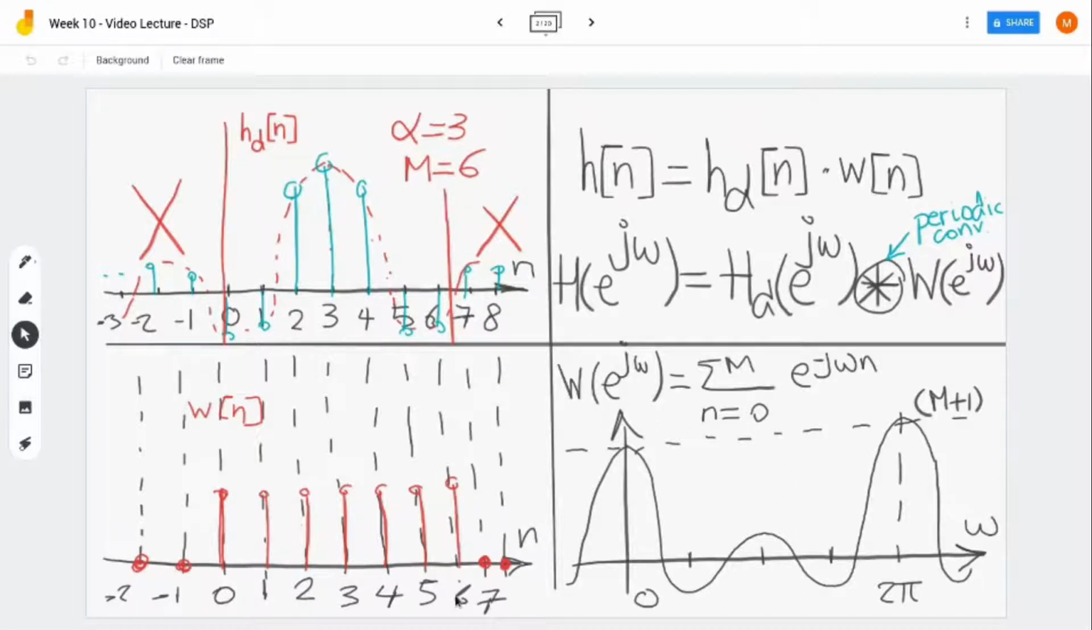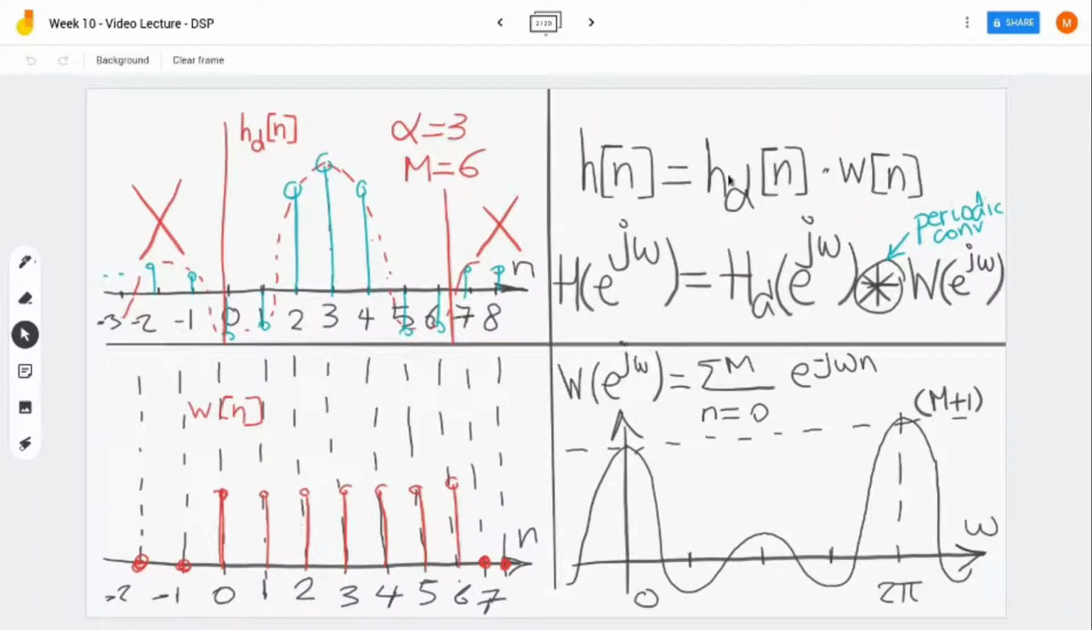So this truncation process we have been talking about, killing the samples before 0 and after M, is equivalent to multiplying the desired impulse response, h desired of n, by the window w of n. And this will give us the impulse response h of n of the practical filter which we can implement. A practical filter which approximates the desired filter response we want.